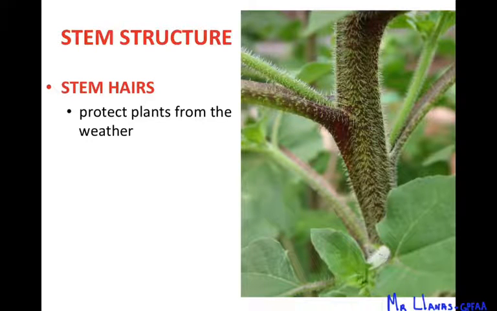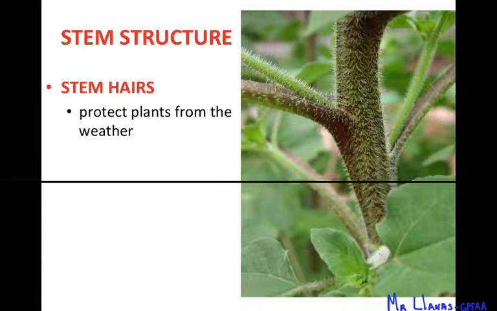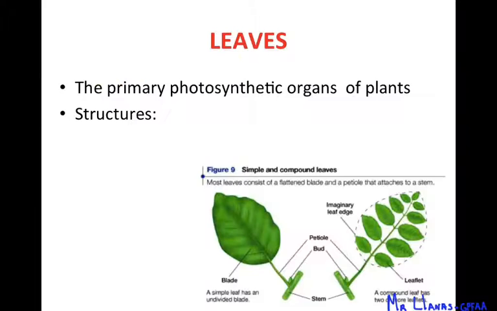Stem hair also protects the stem from the weather, so it's there to keep it warm or keep it cool, whatever environment the plant is in. Okay. Leaves, on the other hand, their primary function is to photosynthesize, or to make glucose for the plant. That's their main purpose, their function, right?